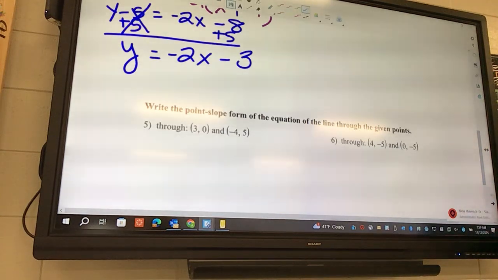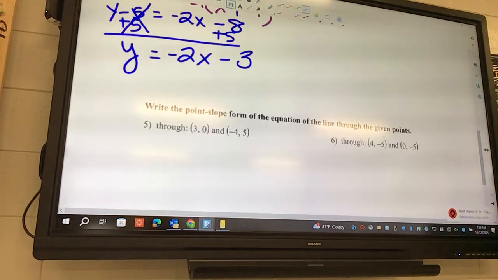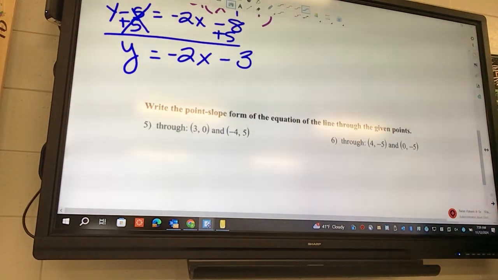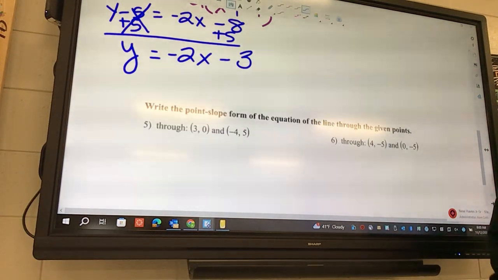Okay, number 5, it says write the point slope form. Okay, so if we're looking at this, which form is the point slope form? Form 1, form 2, form 3? Look at mine. 1, 2, or 3? 2 is point slope form. Okay, you can tell point slope form because it has the parentheses. Okay, so point slope has parentheses. So that's what we need our answer to look like.